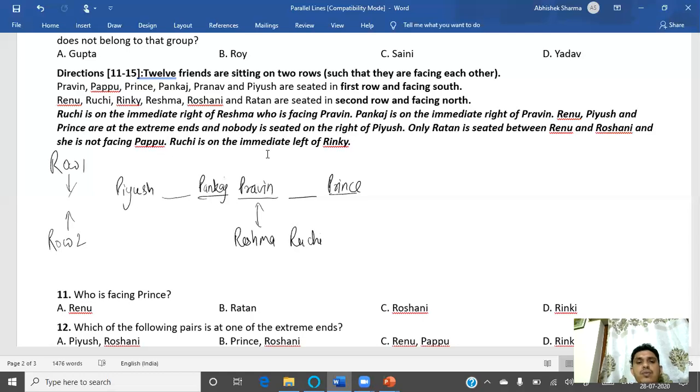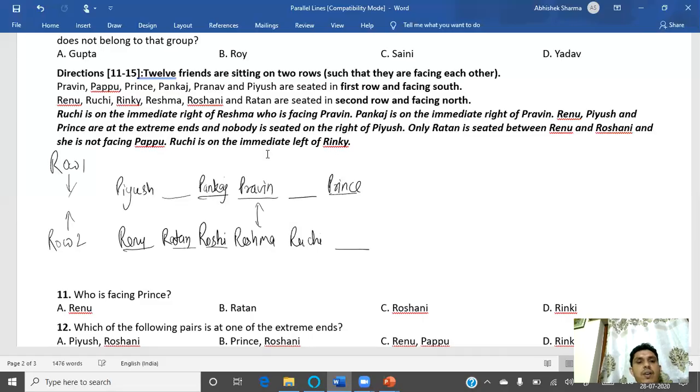Renu is also there. Thereafter, the statement is: only Ratan is seated between Renu and Roshni. So friends, for Ratan, Renu and Roshni, we need 3 places. And if we are looking for the 3 places, that means Renu must be here. Ratan is seated between Renu and Roshni. That means Ratan must be here. And if Ratan is here, obviously in the previous statement we have studied that Renu is at the extreme end. That means Renu must be here. And if Renu is here, Ratan is sitting between Renu and Roshni, so Roshni must be here.